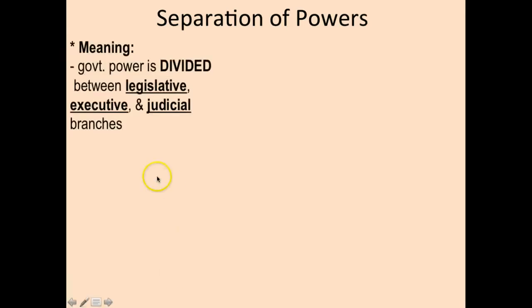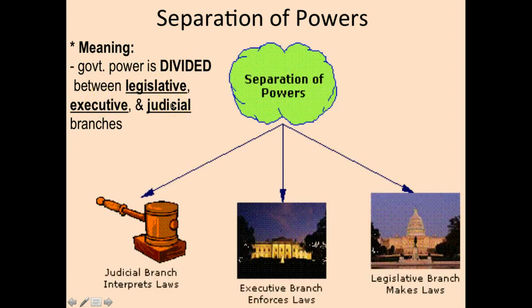The next principle is called separation of powers, and I know you've seen this before. And the idea here is quite simple. Instead of having one king or dictator that has every single power, in separation of powers, the government power is divided between the legislative, executive, and judicial branches.